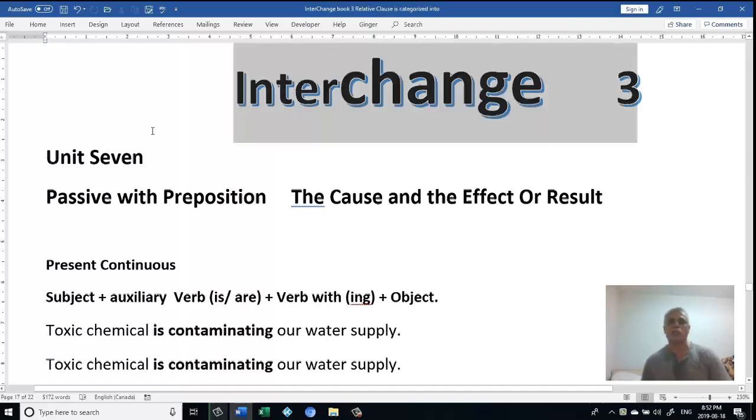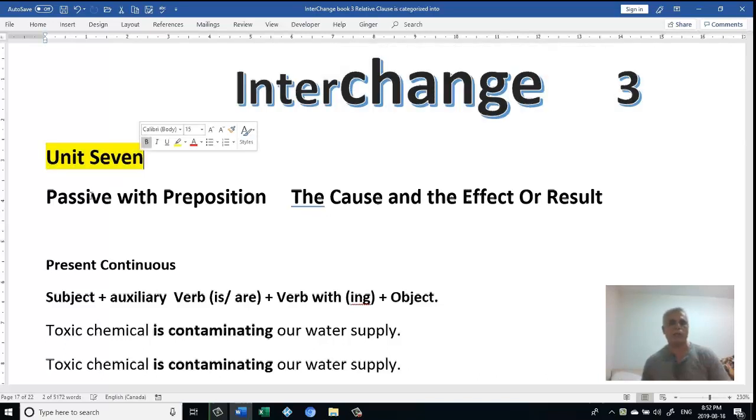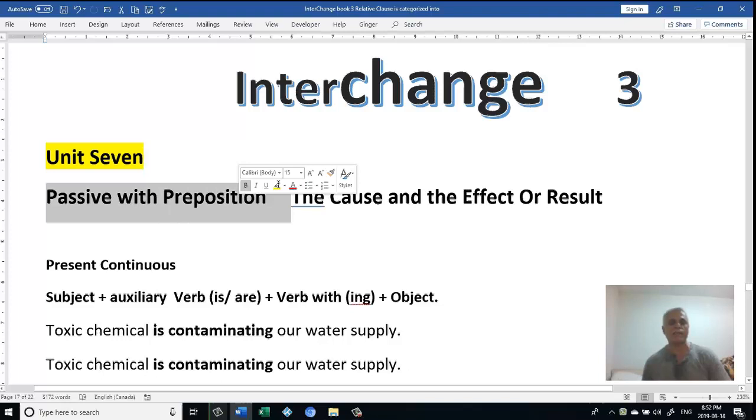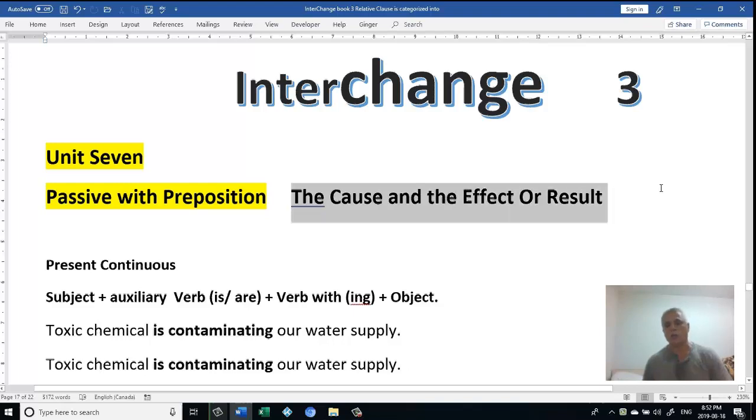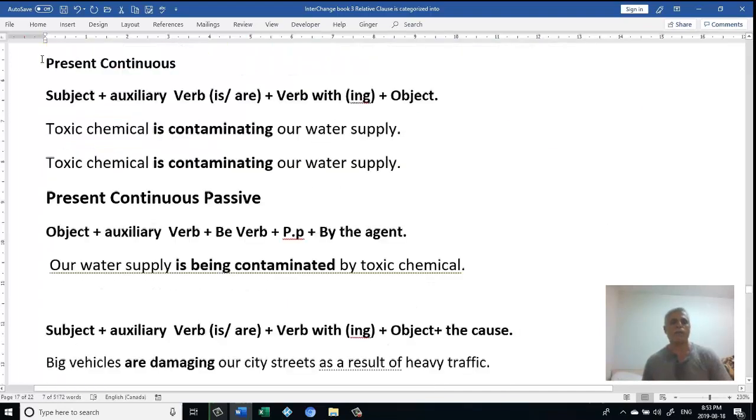Now let's continue with Interchange 3. Today we're going to take Unit 7. With Unit 7 we have passive with preposition, and sometimes we call it the cause and the effect or the result. We have past continuous sentences.